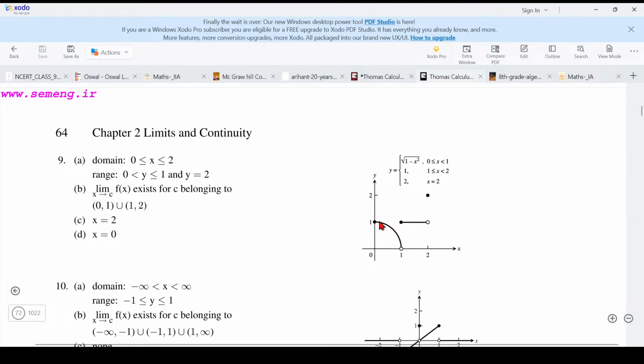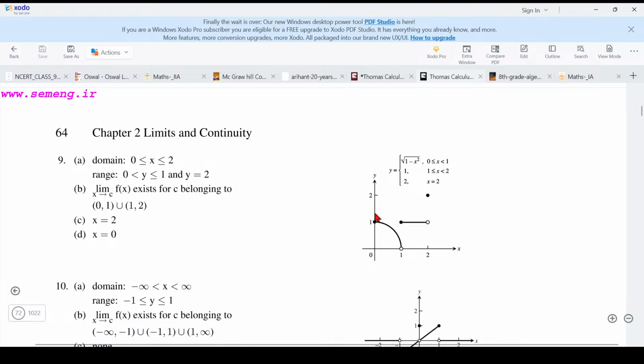Sir, half of the 1 minus x square graph, on the positive side. There's a square root, that's why half of it. This actually means, if you square it, y square plus x square equals 1. That is a full circle.